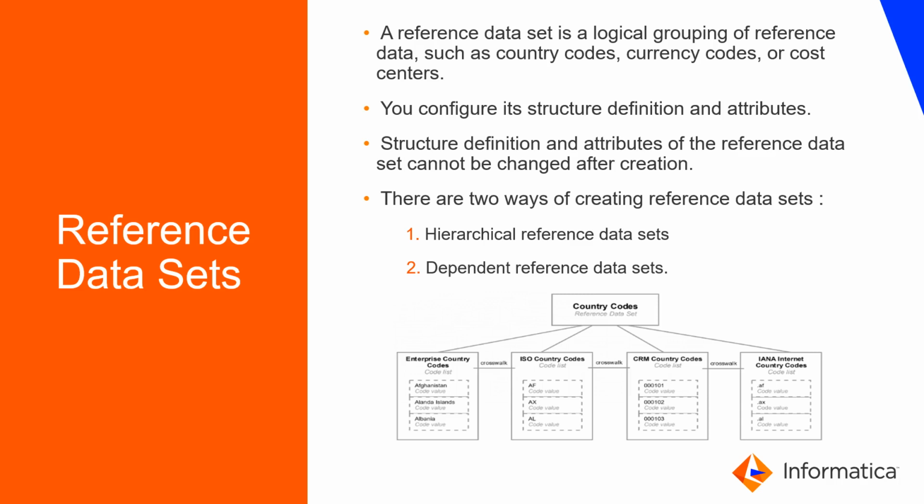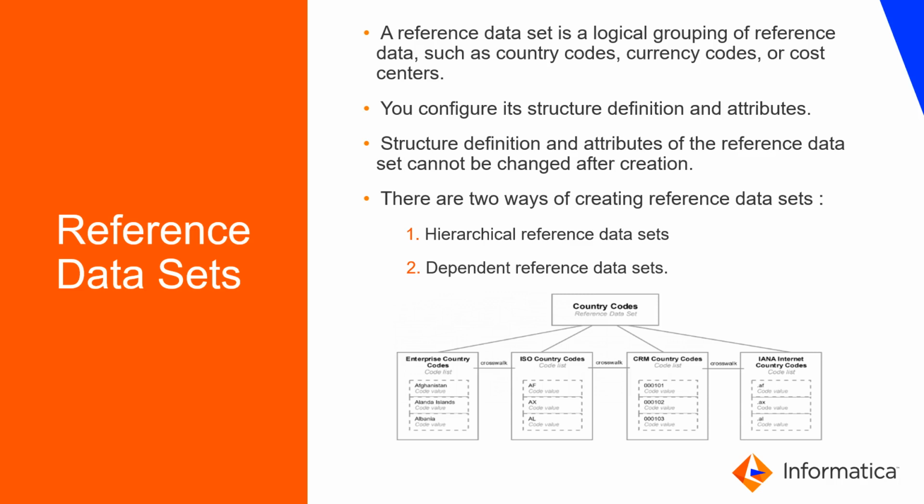To begin with, let us first understand what reference datasets are. It is a logical grouping of datasets, like country code is one dataset, state code is another example for dataset. Each of this reference dataset would have its own structure. It is a template for the code lists. Let us take an example of country code. It's a reference dataset. It can again have different code lists which belong to the same category, like we have enterprise country code lists, ISO country code lists, which all come under the same category of country codes. There are two ways of creating it: hierarchical dataset and dependent dataset.